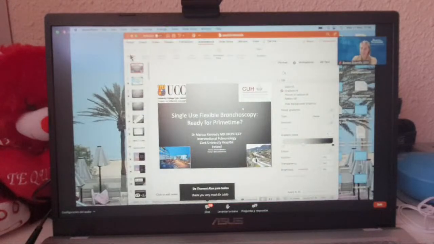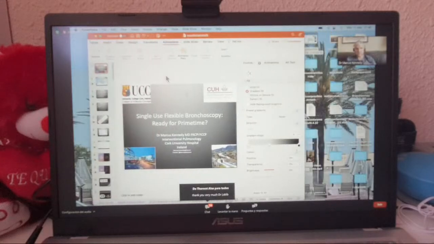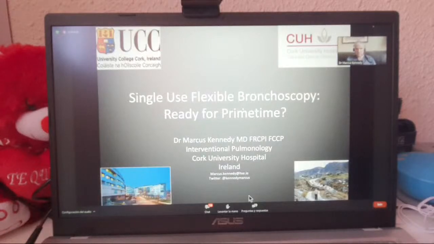So we're going to, I guess, change track slightly and focus on single-use bronchoscopes. Can you see this now? Can you see the images? Yes, perfect. Okay. So I'm a physician from Cork, Ireland. I am now an interventional pulmonologist. So basically, I'm a plumber. I remove blockages, usually malignant, but also benign. I removed a pea from someone's airway today.